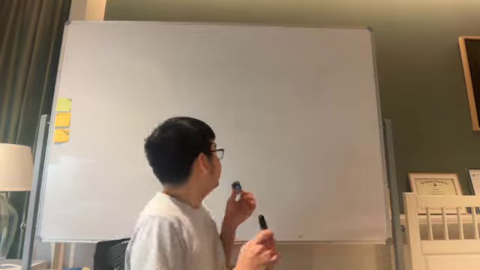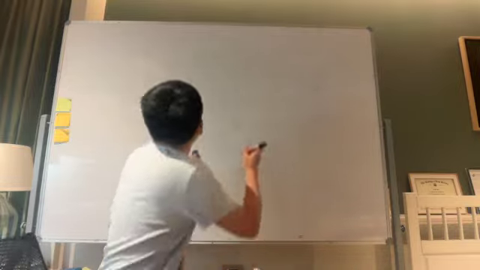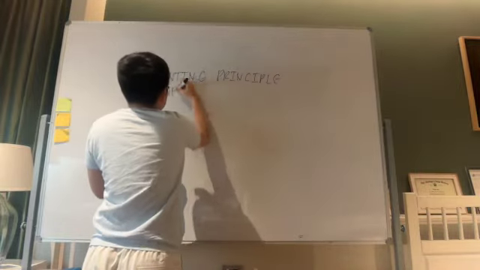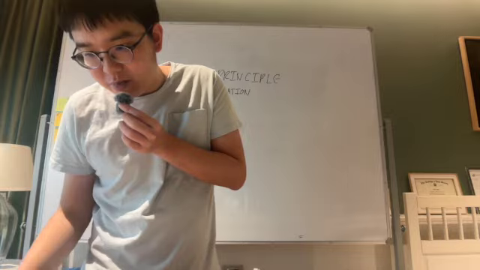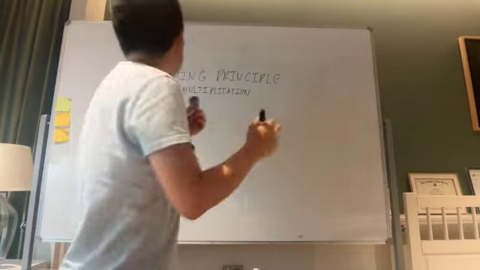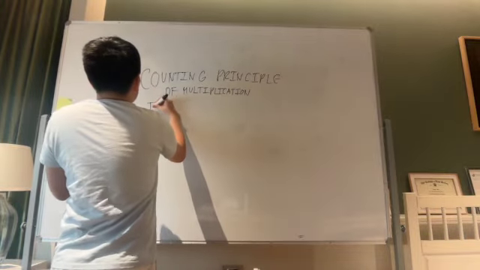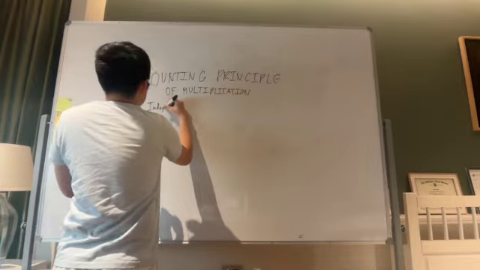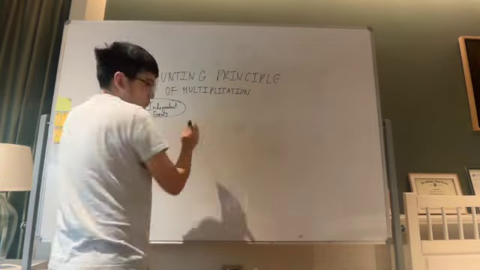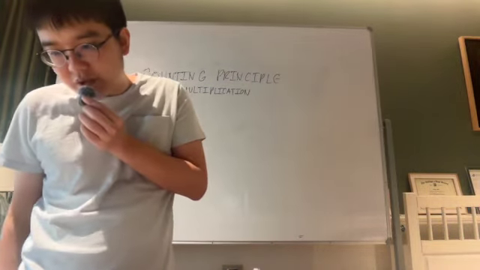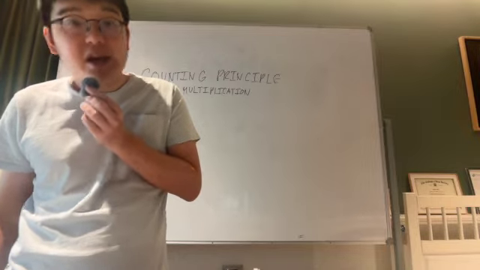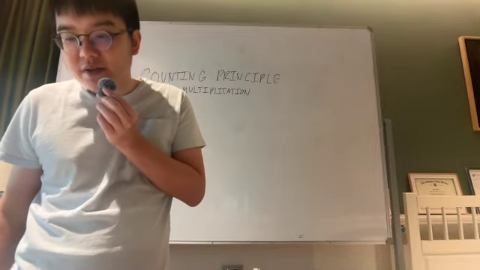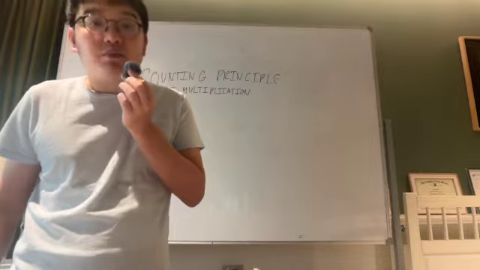First, we have the counting principle of multiplication, which basically says: assuming you have countable independent events. So this notion of independent events is very important. That's a must. So assuming you have countable independent events, if there are A ways to do one action and B ways to do another action, then there are AB ways to perform both actions.